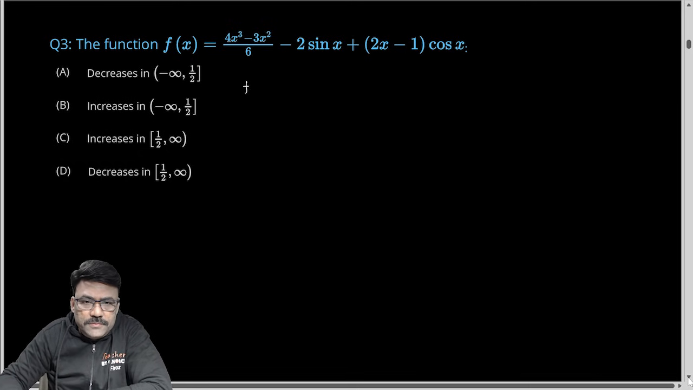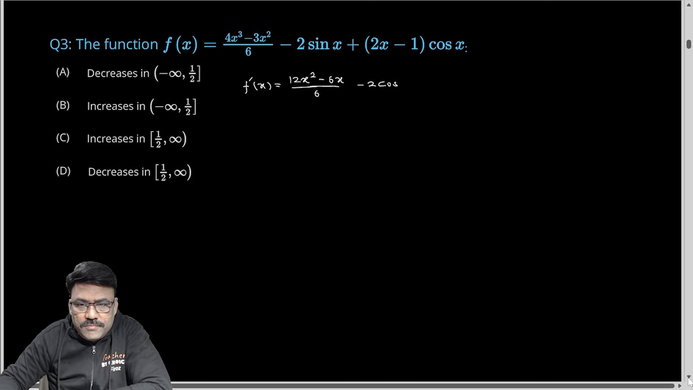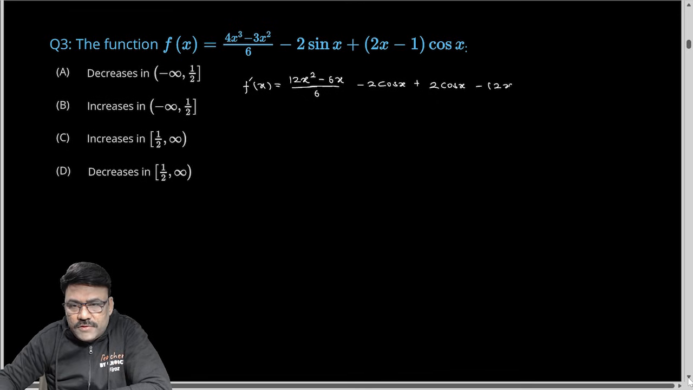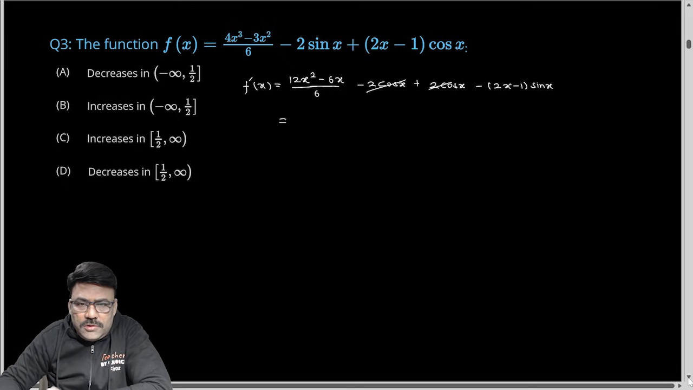The derivative is what? 12x square minus 6x over 6 minus 2 cos x. Then the product rule here: so 2 cos x and then minus 2x minus 1 sin x. So this 2 cos x disappears. Now here the 6 cancels. So here you are getting x times 2x minus 1, minus 2x minus 1 sin x.